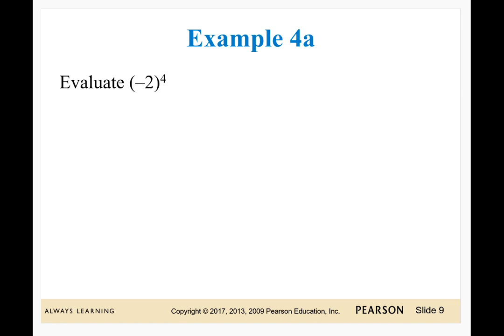If you have powers, remember, powers are repeated multiplication. So this problem, negative 2 with parentheses around it to the 4th power. That means our base is negative 2. So this problem is negative 2 times negative 2 times negative 2 times negative 2. That is 4 factors of negative 2 multiplied together.